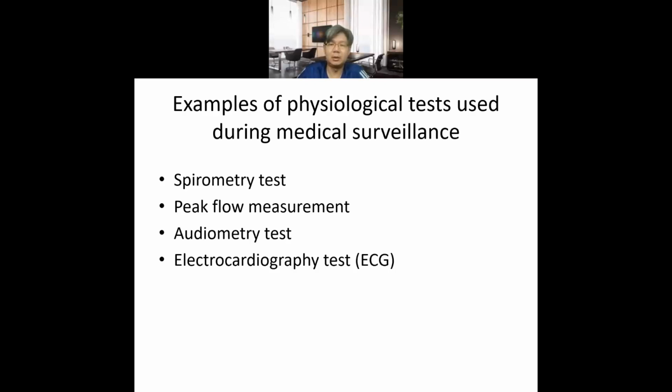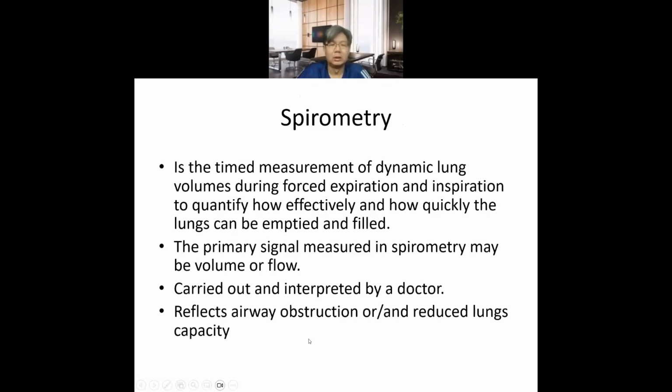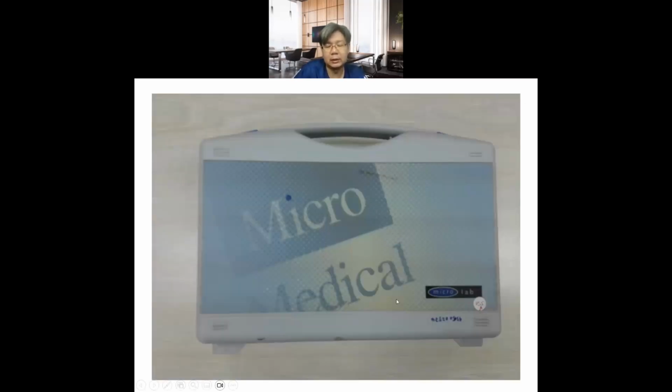Okay, so these are examples of the tests used during medical surveillance. I just show you some of the tests like spirometry, peak flow measurement, audiometry, ECG. So spirometry is to measure the lung function. Basically, ask the worker to blow into a device forcefully, sustain the blow for some period of time, typically about 6 seconds. After that, we measure the amount of air and also the velocity of the air blown out by this particular worker, and from there we know the functional capacity of the lungs.